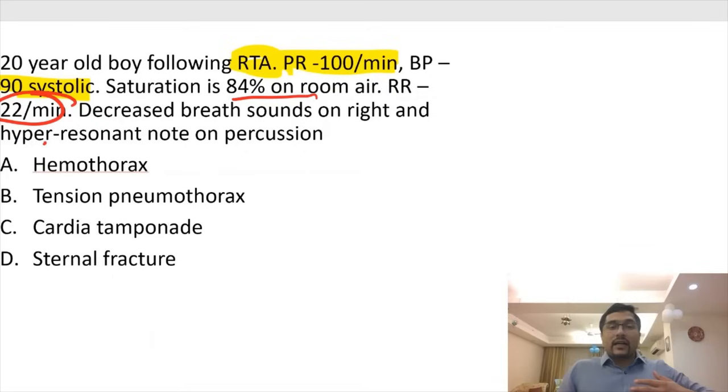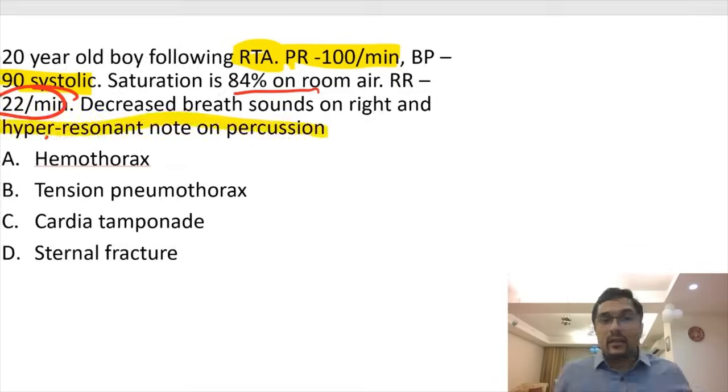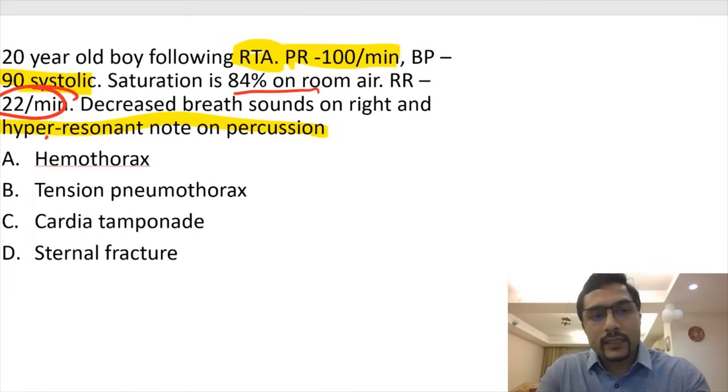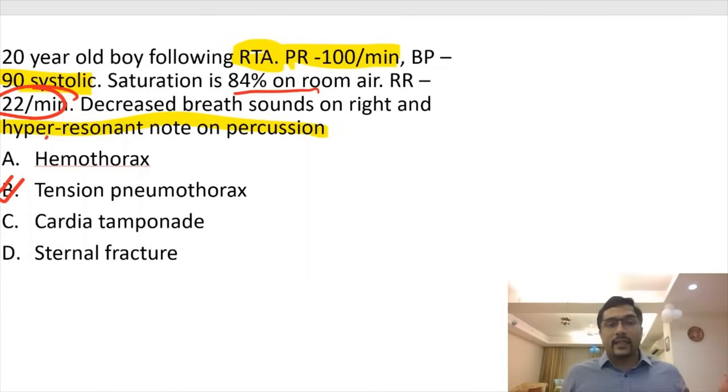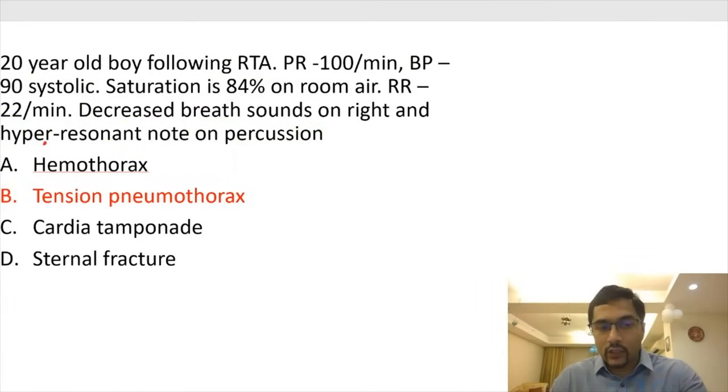So hyper-resonant note, what does that mean? Does that mean that there is air or liquid inside? Yes, air, because in liquid you are going to get a dull note on percussion. So this is the classical description of tension pneumothorax. Because there is altered hemodynamic status, that means there is tachycardia, hypotension, and there is hyper-resonant note on that side. So tension pneumothorax is the correct answer.